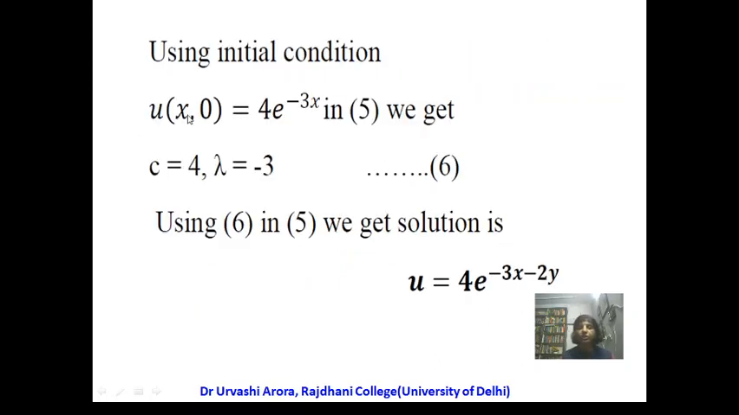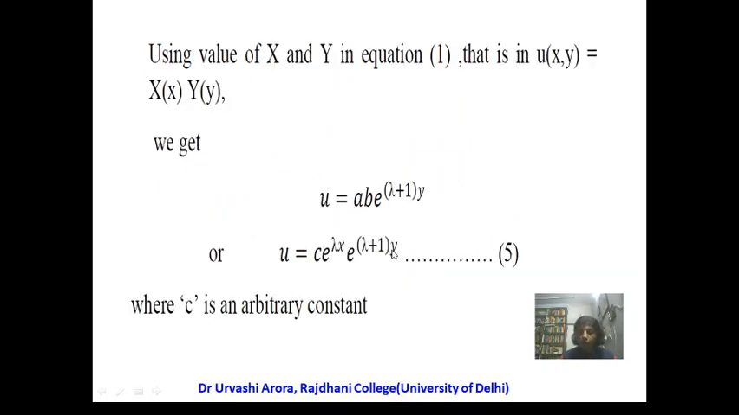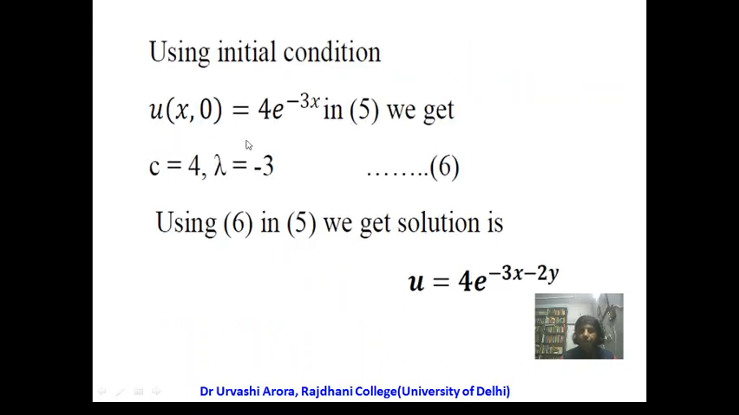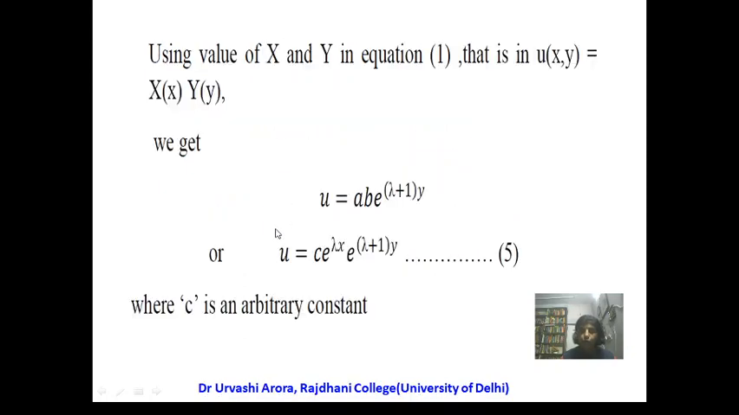The initial condition which is given in the question is that when y is 0, u, which is the solution, must satisfy u must be equal to 4e to the power minus 3x. So this means that you have to put y is equal to 0 and u must be equal to this. So when you put y is equal to 0 over here in 5, u should be equal to 4e to the power minus 3x.